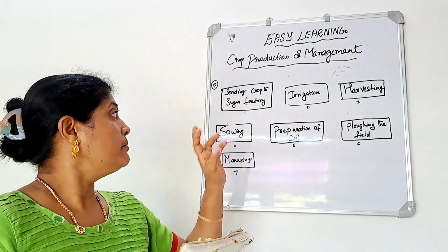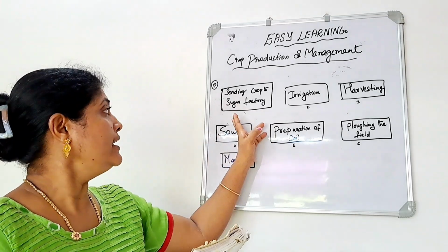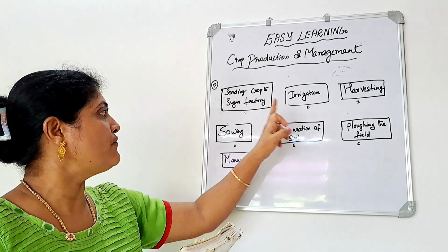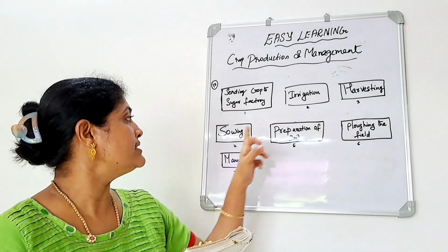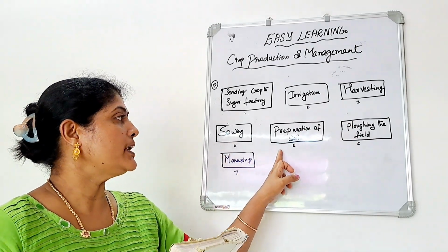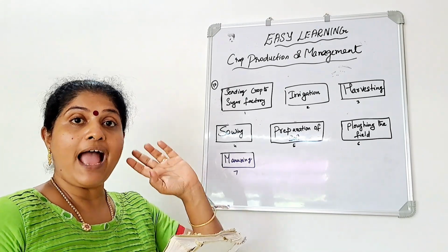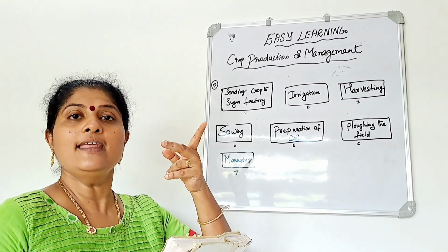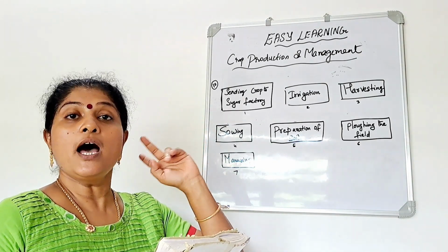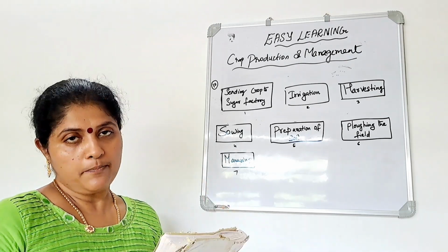In the question it is given: first, sending crop to sugar factory; second, irrigation; third, harvesting; fourth, sowing; fifth, preparation of the soil; sixth, plowing the field; and seventh, manuring. So we have to recall what we have studied, that is, the 7 agricultural practices.